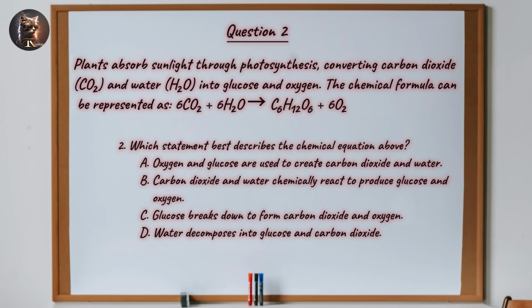The substances to the left of the arrow, 6CO2 plus 6H2O, react together to create the substances to the right of the arrow, C6H12O6 plus 6O2. In this case, the substances on the left, 6CO2 plus 6H2O, represent carbon dioxide and water, and that produces the substances on the right of the arrow, C6H12O6 plus 6O2, which represent glucose and oxygen.